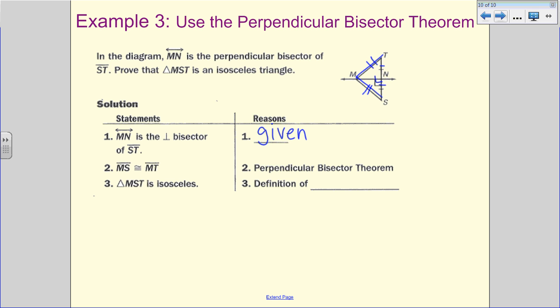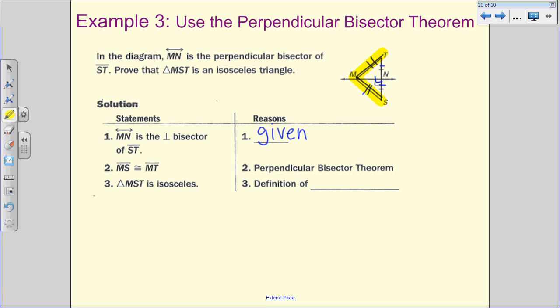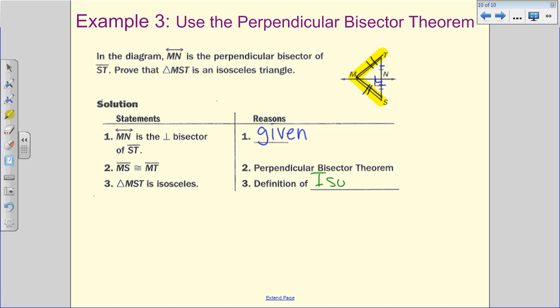If we look at that, I have two congruent sides. MS is congruent to MT. Well, that's the definition of an isosceles triangle. So we prove that our two triangles were isosceles. So that's one way that we can use that perpendicular bisector theorem.